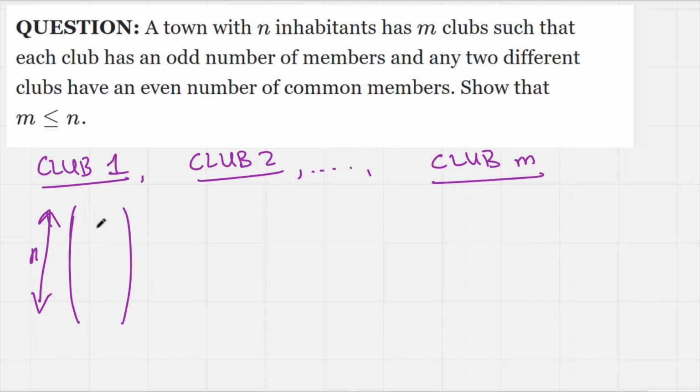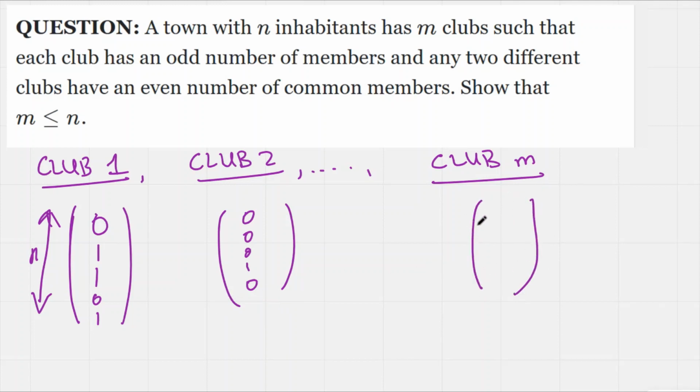And so in my column vector, I'm going to put either 0s or 1s for the entries, and it's going to be a 0 if that corresponding resident isn't a member of this club, and it's going to be a 1 if they are a member. So for example, if I had n equals 5 and m, say, equals 3, I could maybe have 0, 1, 1, 0, 1 for club 1's vector. Then for club 2, maybe I could have 0, 0, 0, 1, 0, so only one person is a member of club 2. And maybe for club 3 or club m, I could have 1, 1, 1, 0, 0.